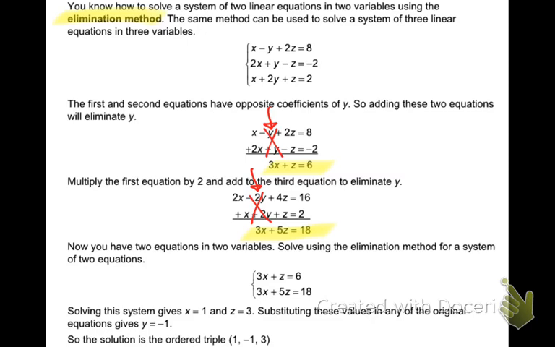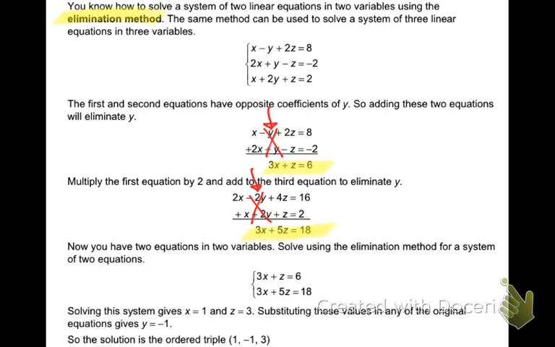So do they all have to be eliminated then? Yep, we're going to do eliminating. You could do substitution, but substitution is a lot harder. Elimination is a lot easier. So we're just going to eliminate and eliminate again, until you only have two variables.